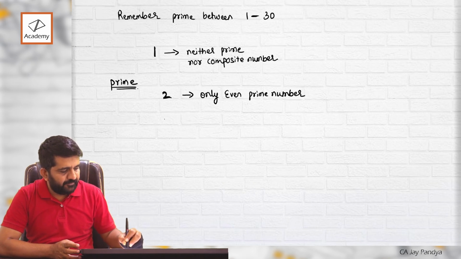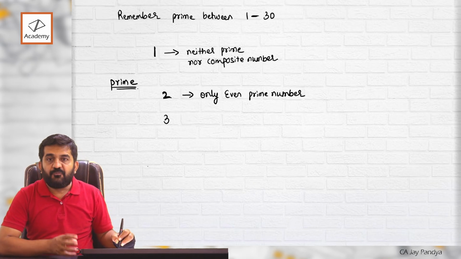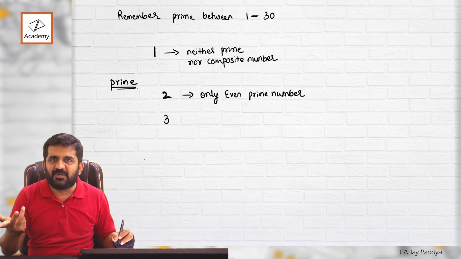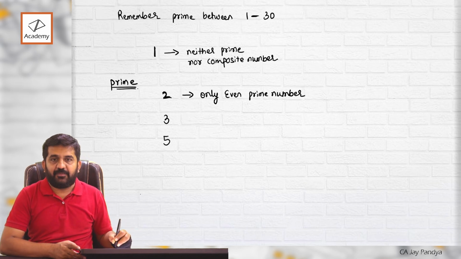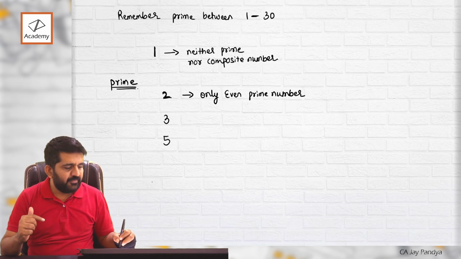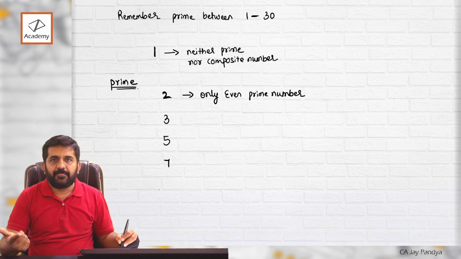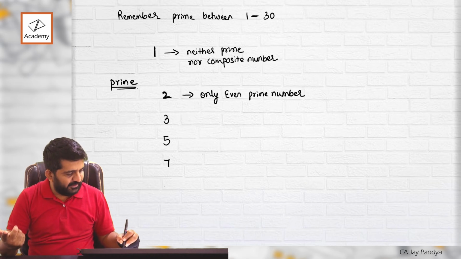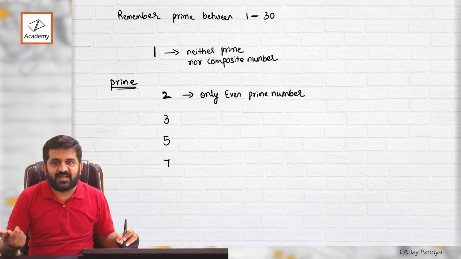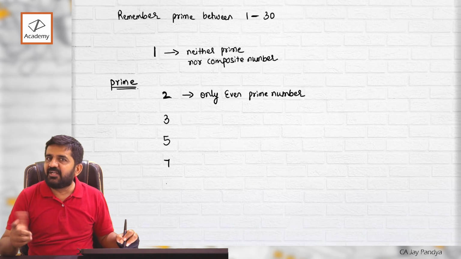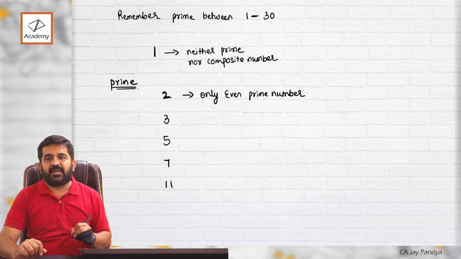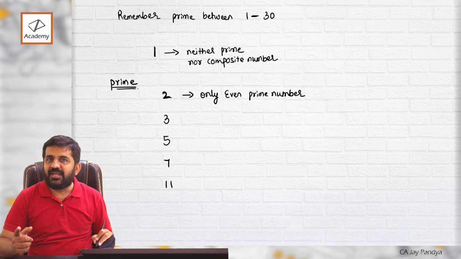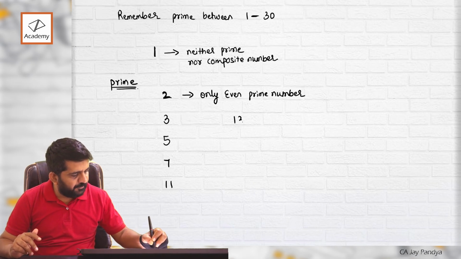3 is a prime. 4 cannot be prime, right? Because it is an even number. It will be in a table of 2. So 5 is a prime. 6 cannot be prime. 7 is a prime. 8, 9. 9 will not be a prime, right? 3 3s are 9. 10 is an even number, so we are going out. 11 will be prime. 12 cannot be prime. 13 will be prime.